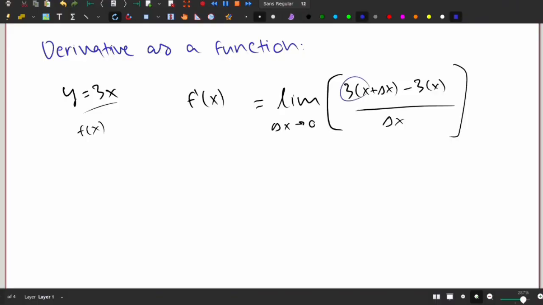Once again, you can see this 3x and this minus 3x are going to cancel out. So all we're left with is 3 times delta x over delta x. Once again, it crosses out, and we're left with a final answer of 3. This means that for every point along the function y equals 3x, the derivative, or the instantaneous rate of change, is just going to be equal to 3.